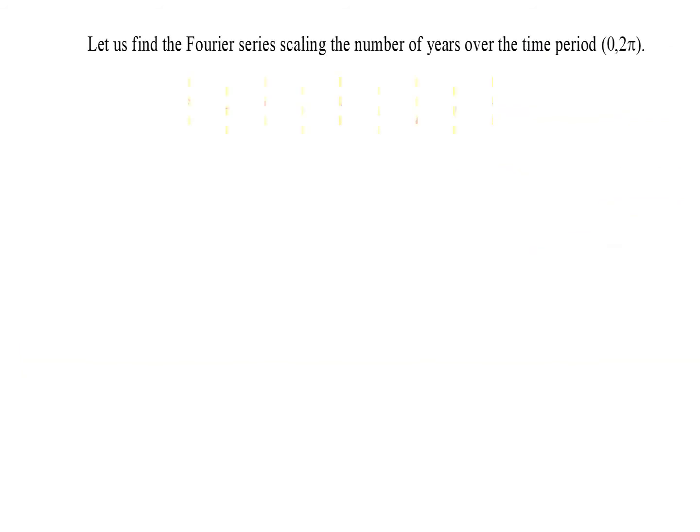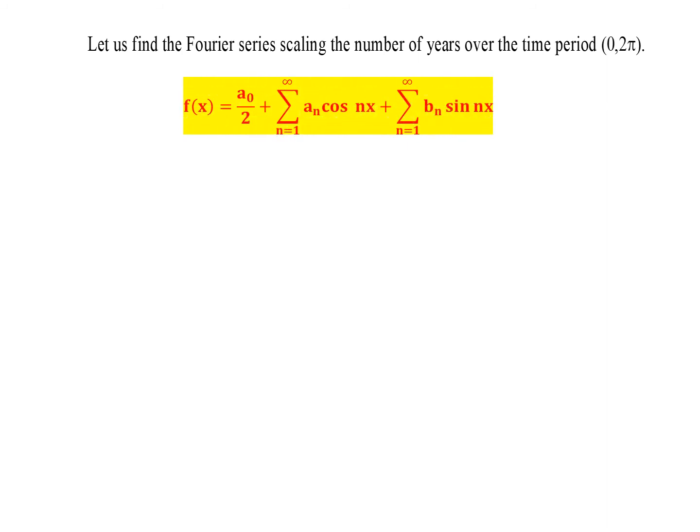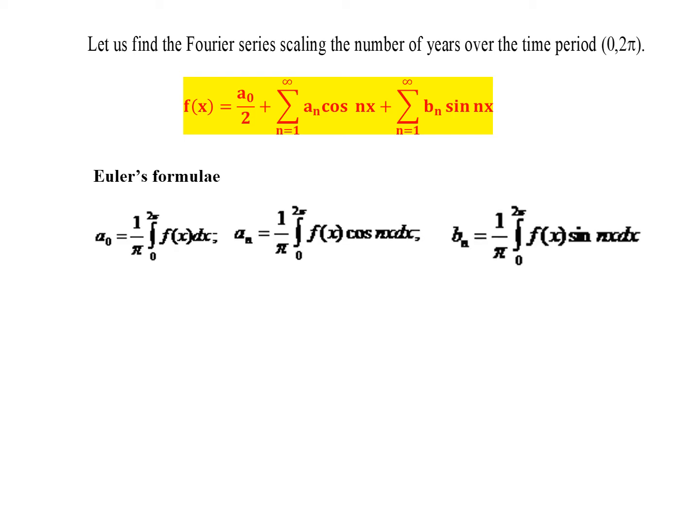So first let us write the formula of Fourier series. We can take the same period 2 pi, because we can always make a scaling of the unit of number of years over the time period 0 to 2 pi. And what is the Fourier series formula? Yeah, f of x equal to a naught by 2 plus summation an cos nx plus summation bn sin nx. And we start finding the values of a naught, an and bn, which are given by these Euler's formulae.